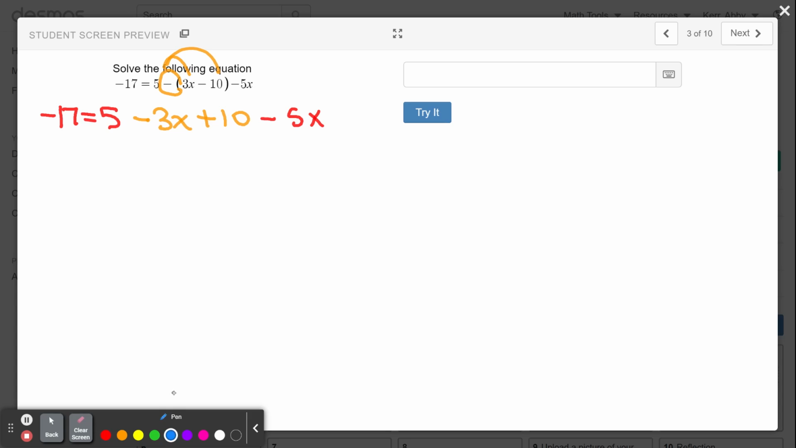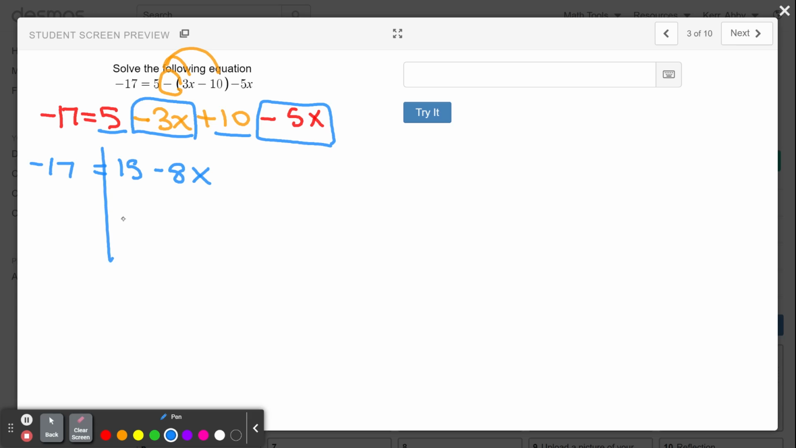Now at this point, we can combine like terms. We have 5 plus 10, which is 15. Be careful here, negative 3x minus 5x gets you minus 8x. So then we're going to minus 15 because this is our undo step. The reason why we're minusing is because it's an adding 15. That negative sign is with the negative 8.